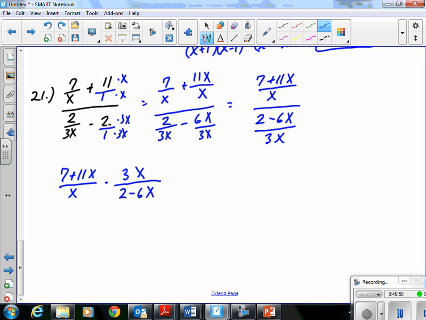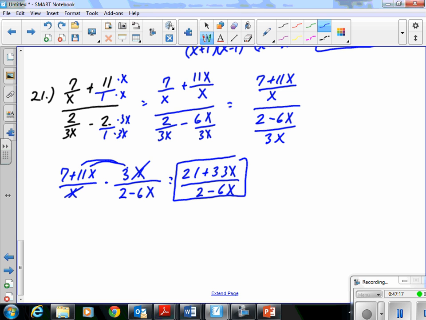So that's going to allow us to cancel out an x on the top and bottom there. And we got 3 times 7 plus 11x. So 21 plus 33x over 2 minus 6x. That's about as good as it gets there.